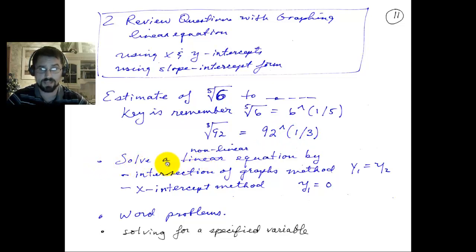I'm going to ask you to solve a nonlinear equation by the intersection of graphs method. You saw that we did that a lot in the notes. That's where you set the left side equal to y1 and the right side equal to y2. You'll also be asked to do one by the x-intercept method. That's where you move everything to one side of the equation, call that side y1, graph it, and find the 0 being the x-intercept. And you'll have some word problems. You can expect a chemistry type problem.